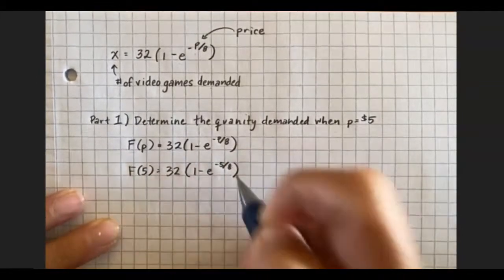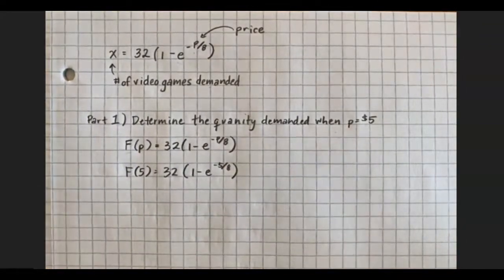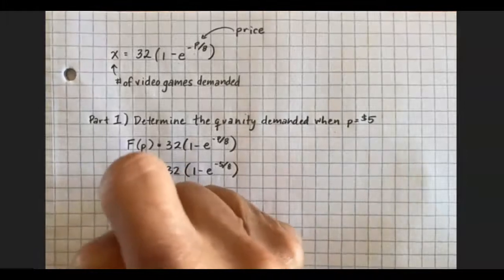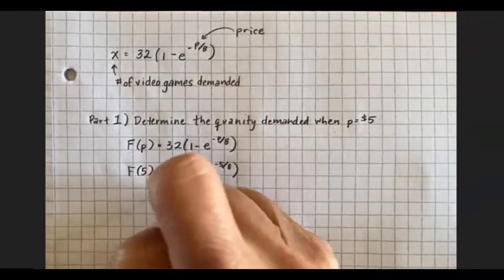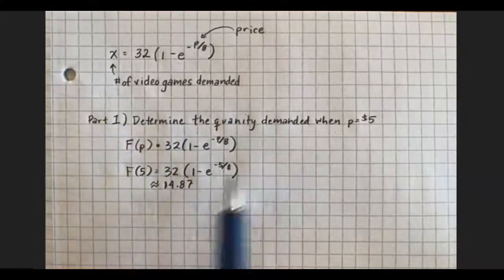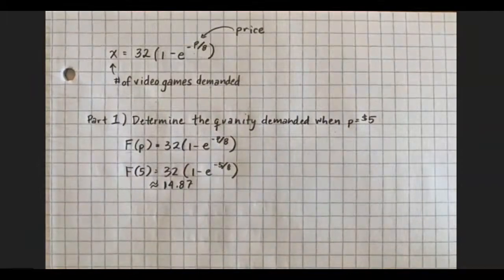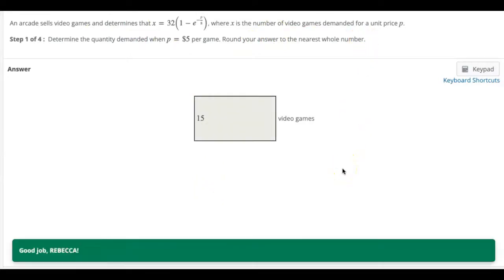And really at this point, you're just plugging this into your calculator, and I get approximately 14.87. All right, so that's the number of video games demanded when the price is $5. They want us to round our answer to the nearest whole number, so we'll call it 15 video games.